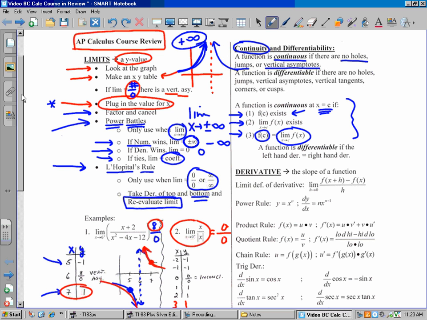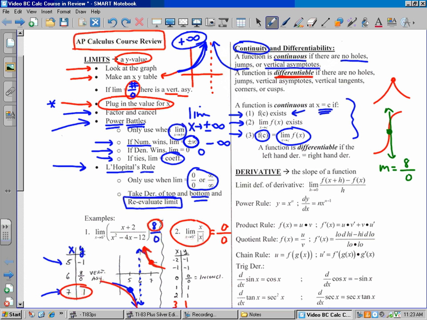Differentiability is a little bit stricter in terms of trying to achieve a function that's differentiable. The function could be continuous, right? But you might have a corner or a cusp or a vertical tangent. A vertical tangent, not a vertical asymptote, is when you try to find the slope of the function, and the slope of the function is undefined, right? Then you would have a vertical tangent.